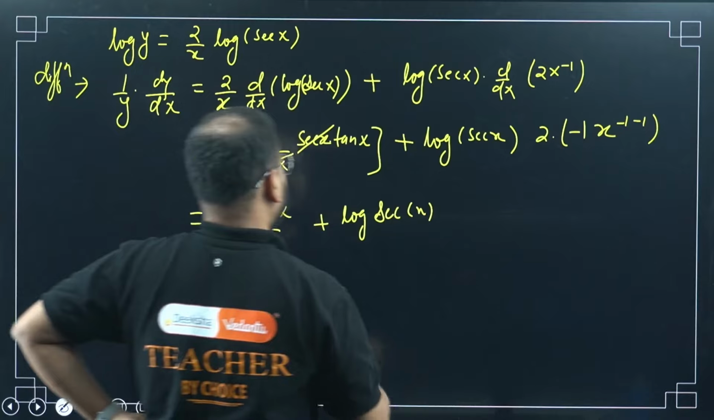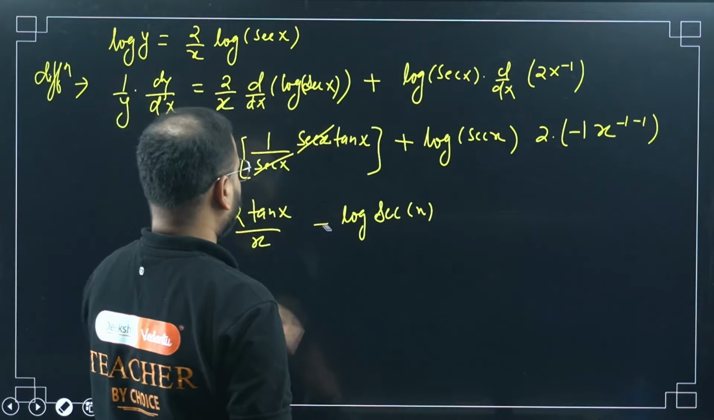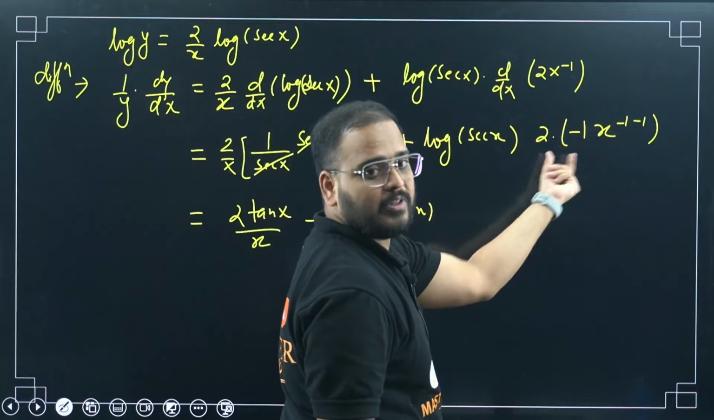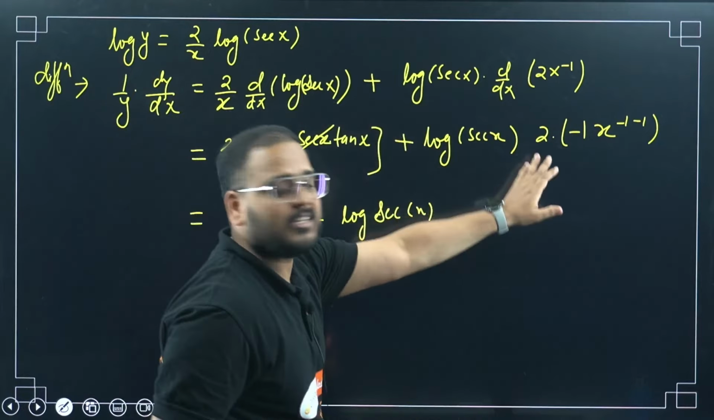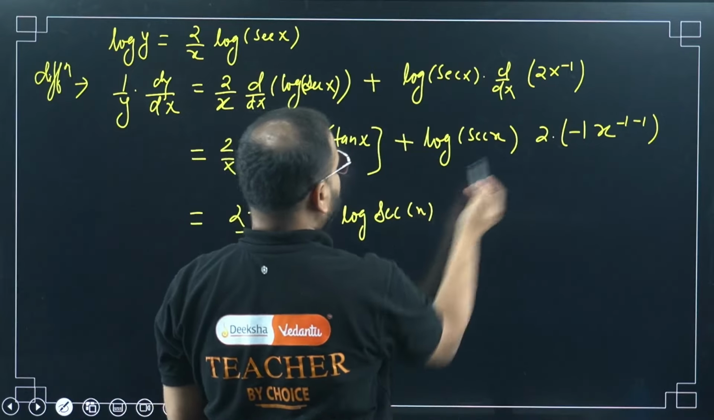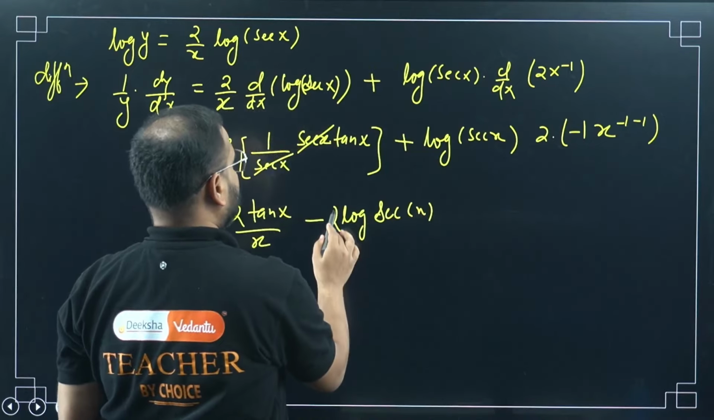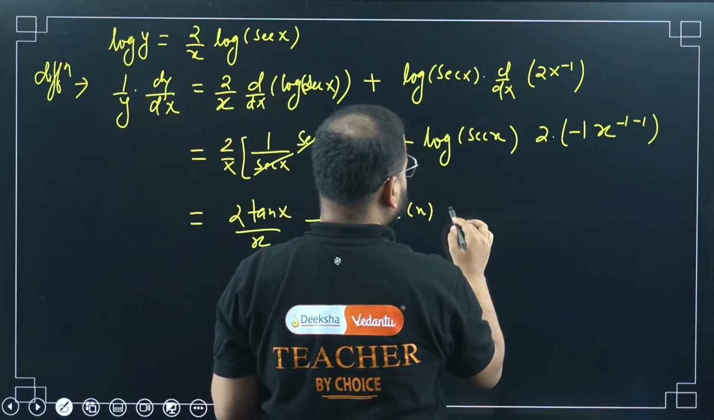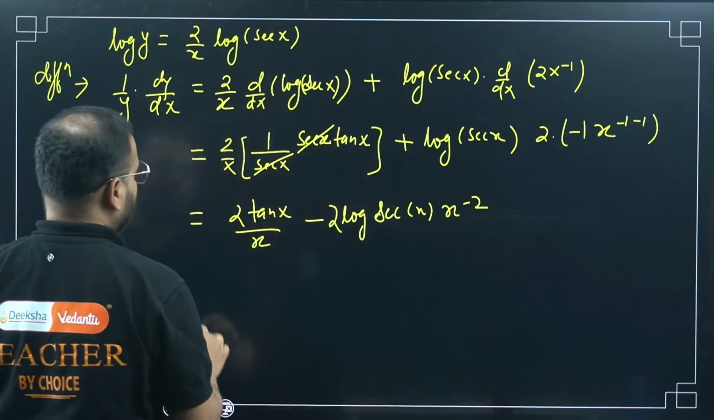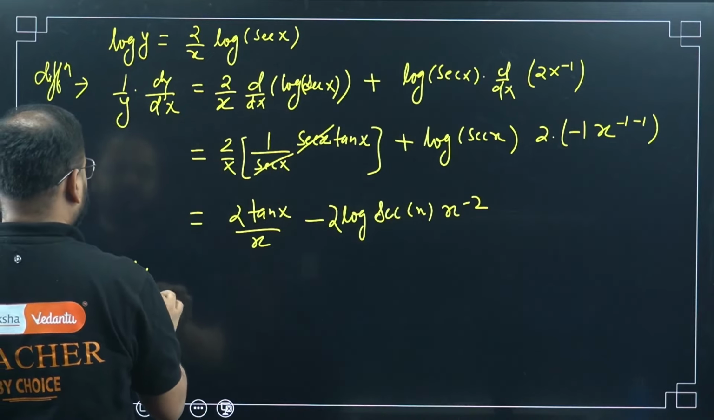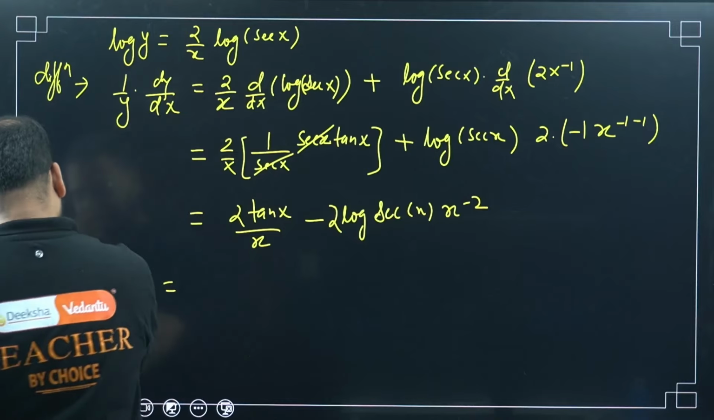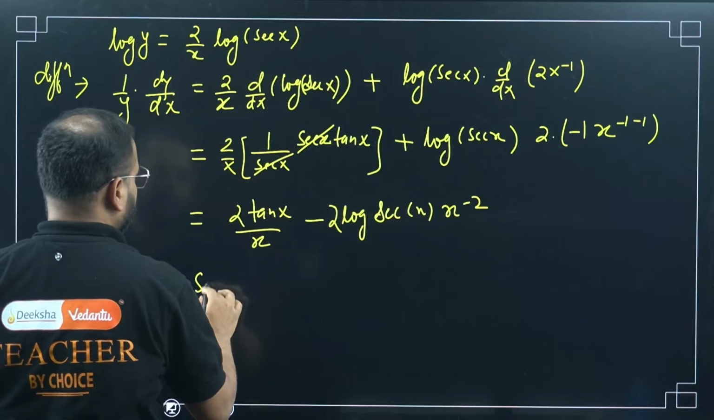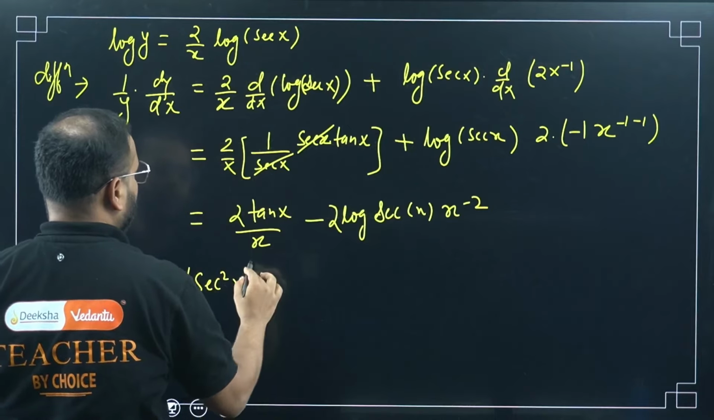2 into minus 1, so I can write it as minus 2. See here, this is all in product, so 2 with minus 1 is minus 2. I can write minus 2 here also: minus 2 log secant x times x power minus 2, right? Simplify this. What am I going to get? dy by dx is equal to y, where y is secant square x to the power 1 by x.